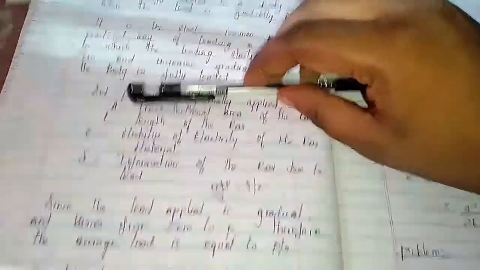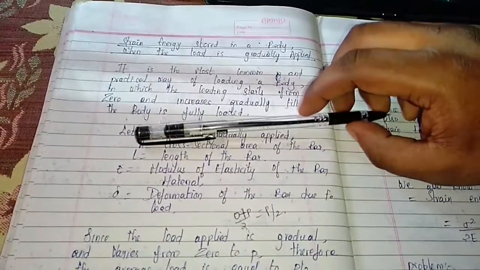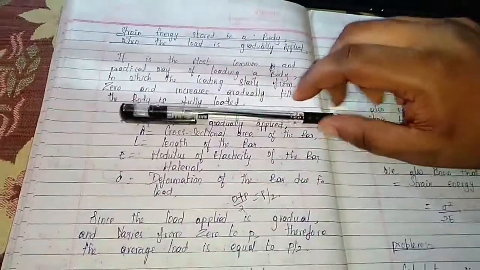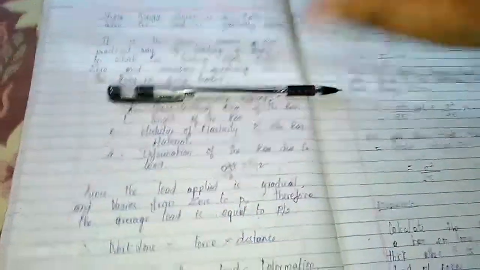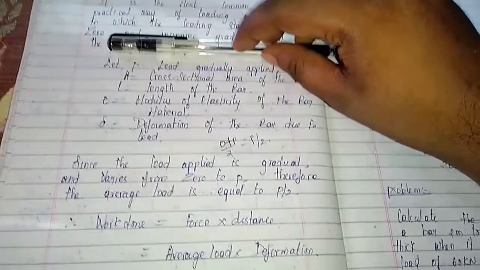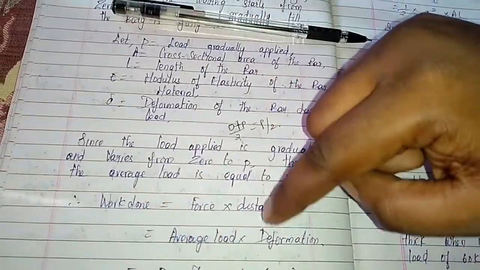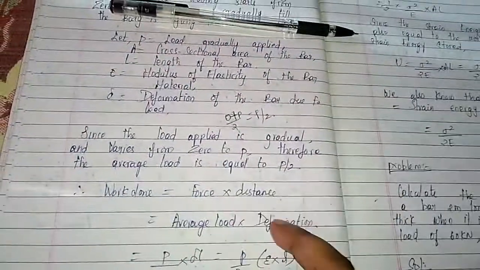And distance is nothing but what? Due to the application of load, what happened in the UTM, the Universal Testing Machine? Due to the gradually applied load, there was a change in length. That is called deformation. So due to the application of load, that is force, there will be some deformation, and we take that as the distance. So we take it as average load into deformation.